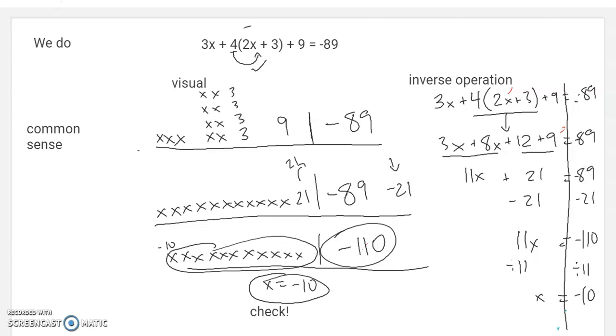So every once in a while we get equations where we just do both. We have to combine like terms and use the distributive property, and that's how you do them. I hope that made sense.